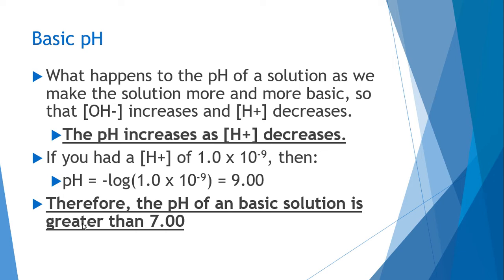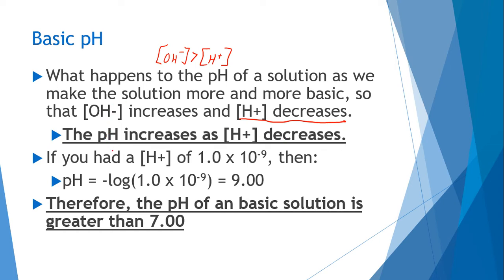Basic pH is going to be the opposite. If you are a base, generally your OH is going to be bigger than your H plus concentration. So H plus tends to decrease in a base. Well, these are opposite. If your H plus decreases, your pH is going to be higher.